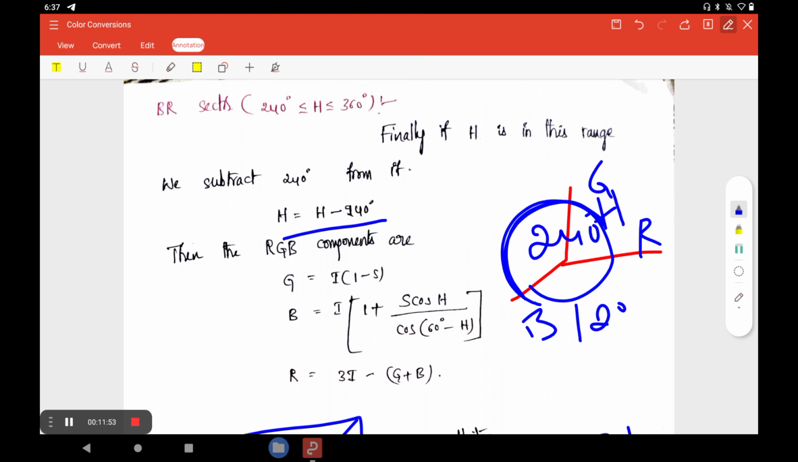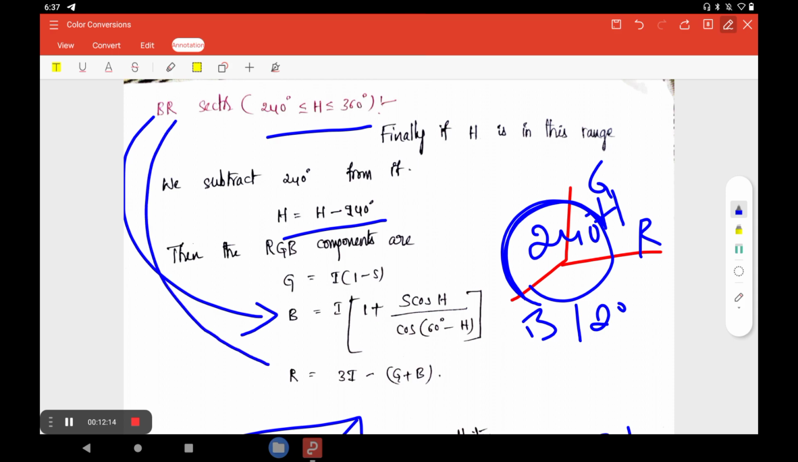That gives the angle made in the range from 240 to 360 degrees. Here also the same thing: the first value, B, uses the same formula, B is equal to I into 1 plus S into cos H by cos of 60 minus H. At the same time, the R value, based on the intensity range, is R equal to 3I minus the remaining two colors. That gives rise to the R value.